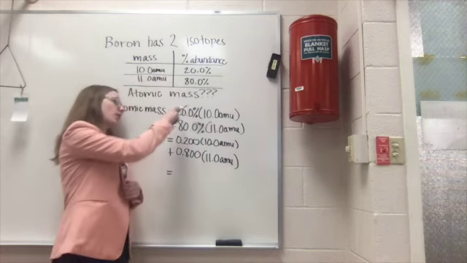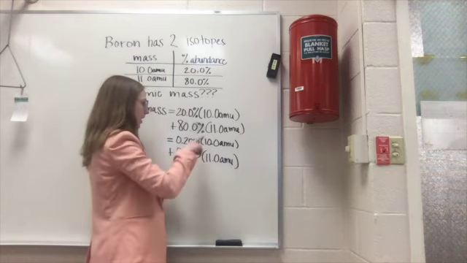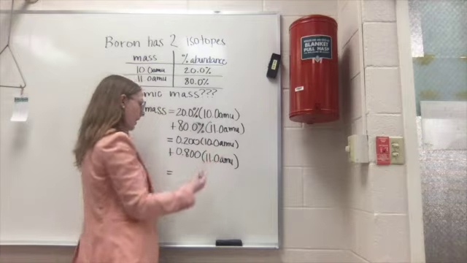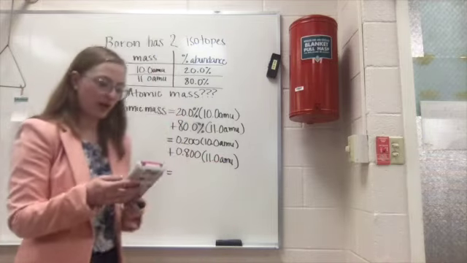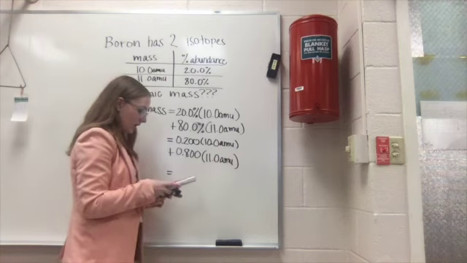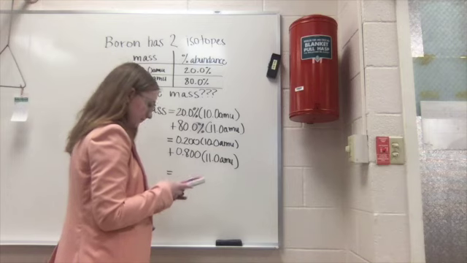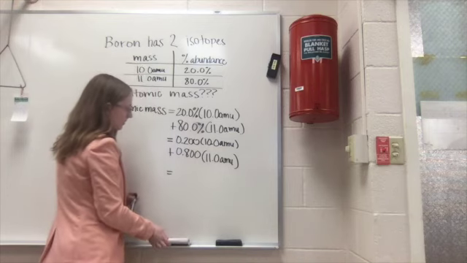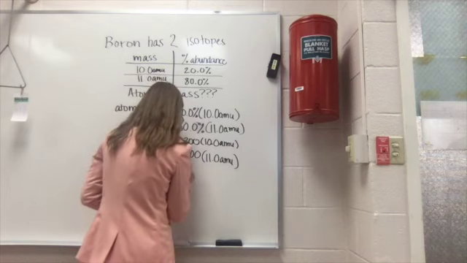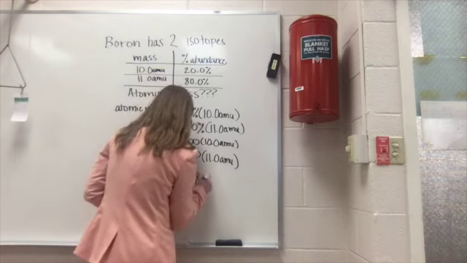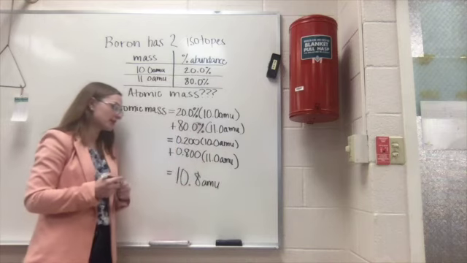So now that I'm not working with percentages, I can actually work through this problem here. I can multiply these two numbers together and then add to figure out what my atomic mass is. So I'm going to go ahead and type that in my calculator. So the number that I get in my calculator is 10.8. And that'll be AMU. So that's our average mass there.